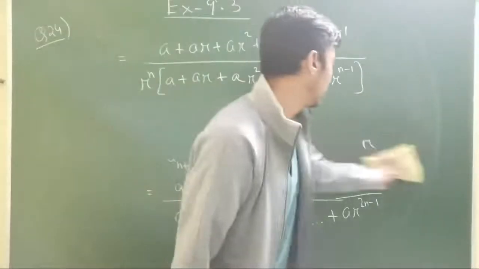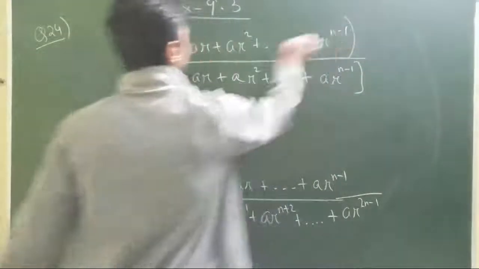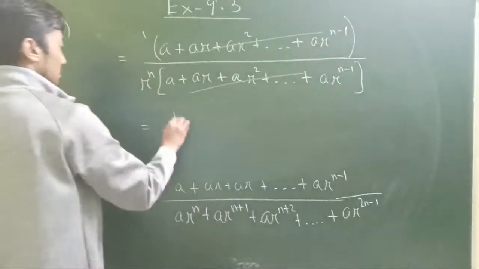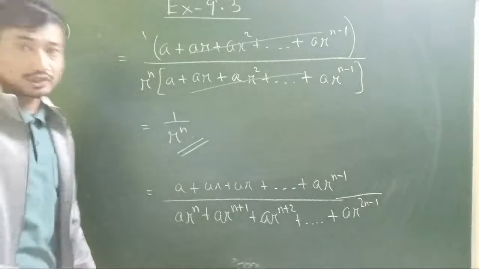So then you see the proof is already there, because these two terms are the same in numerator and denominator. So you have only one left. So that's 1 by r^n. So you see, the question is very simple.